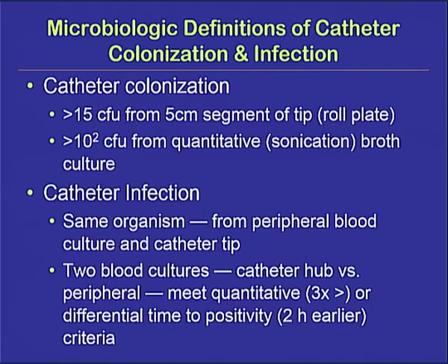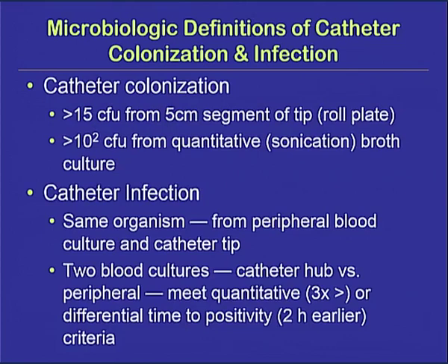The lab rolls the tip over the agar plate, and if more than 15 colonies are on the plate the next morning, that's considered catheter colonization. And if the same bug comes out of the bloodstream as from the catheter tip, then it's a suggestion that the patient has a catheter-related bloodstream infection, and it impacts what you do with that catheter.